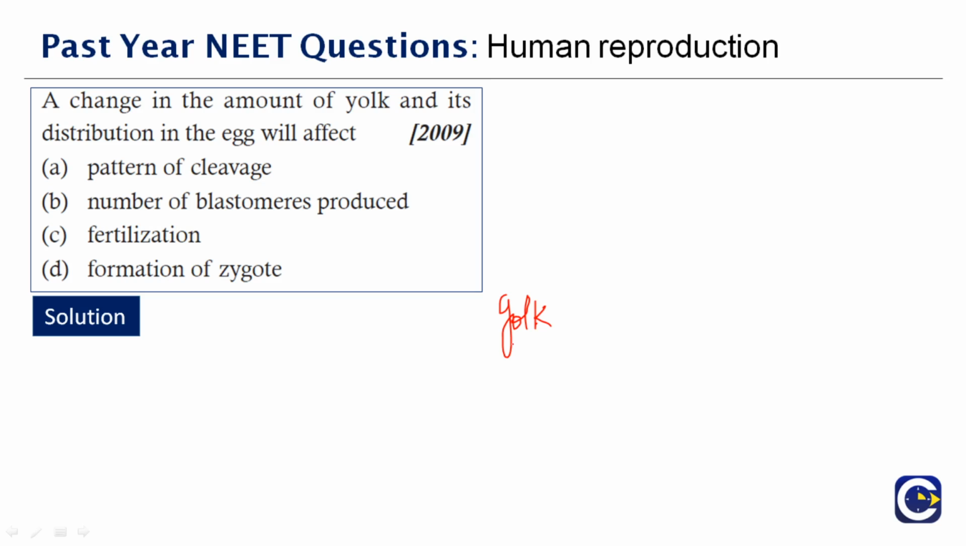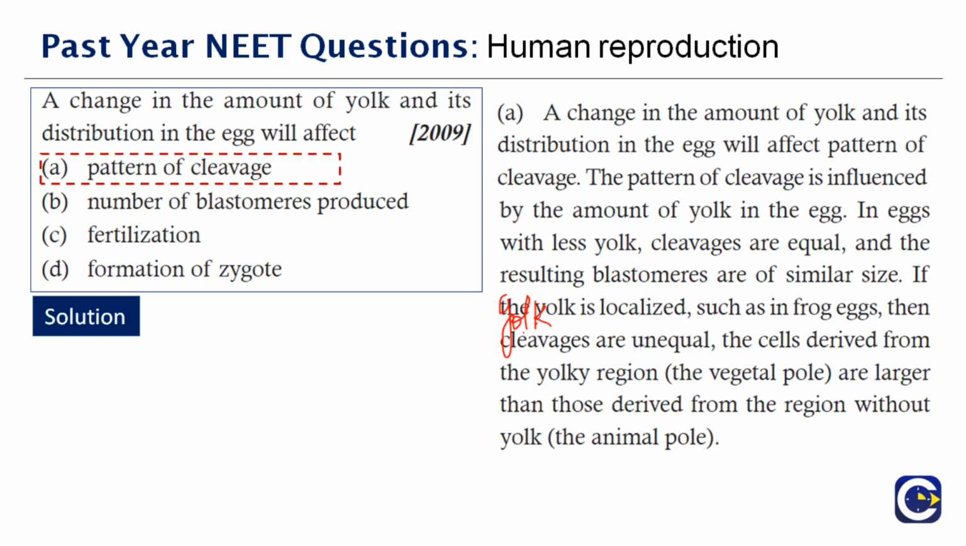If the yolk is localized, such as in frog's egg, or if the yolk is not in the appropriate amount, of course the cleavage becomes unequal. The cells derived from the yolk region are larger than those derived from the region without the yolk. Therefore, the right answer to this question is, what does it affect? The pattern of cleavage, which is option A. Next question here.